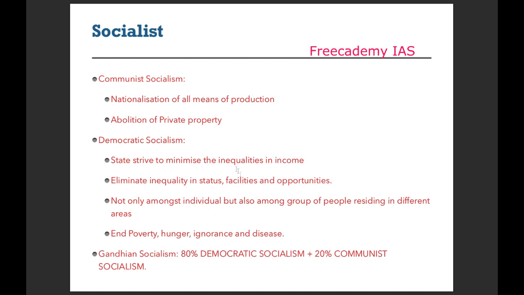The government provides a subsidy for various things, with the help of the taxes collected from the people, and this helps in minimizing the inequalities in income. So the Indian Constitution is basically following Gandhian socialism, which is mostly democratic socialism, with various provisions of which you will see in the Directive Principles of State Policy, which we will study further, and some part of communist socialism, like before liberalization, privatization, and globalization in 1991.